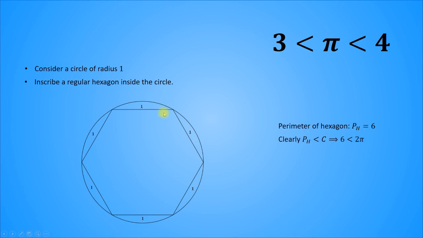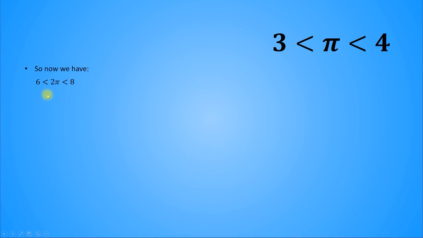And so clearly, pH is less than c, because the distance around this circle is greater than the distance around the hexagon. So that gives us a 3-member inequality. 6 is less than 2 pi, which is in turn less than 8. Now, if we divide all 3 of these by 2, then we get that 3 is less than pi, which is less than 4, which is what we set out to show.